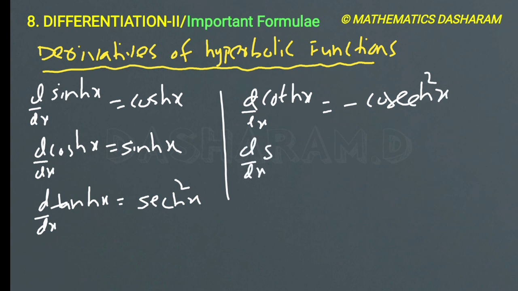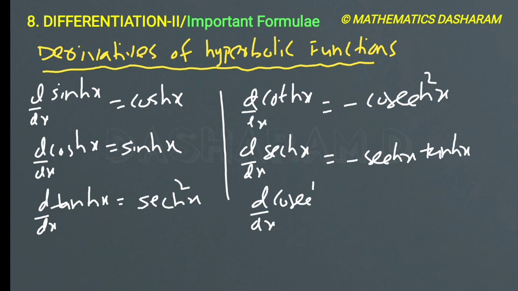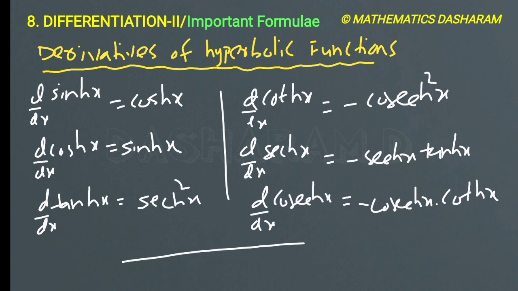Derivative of sech x equal to minus sech x into tanh x. And the last one, derivative of cosech x equal to minus cosech x into coth x. So these are the formulas we are using in exercise 8.2.